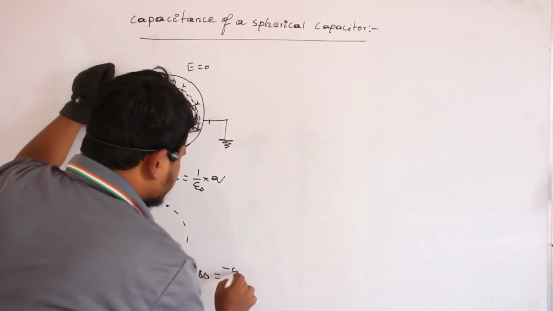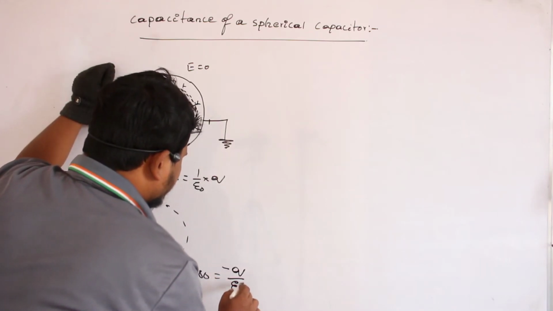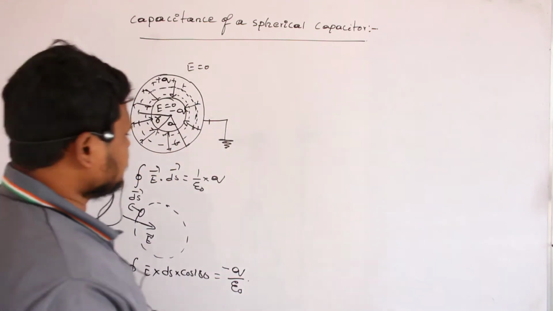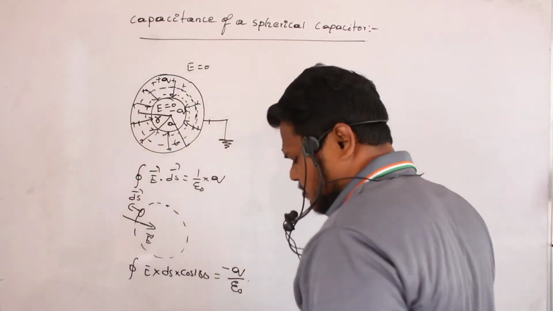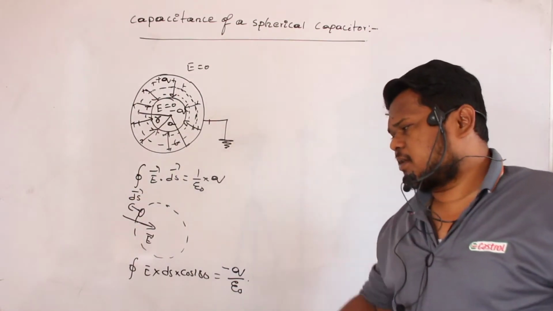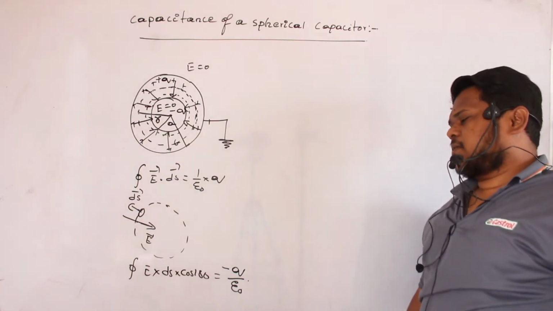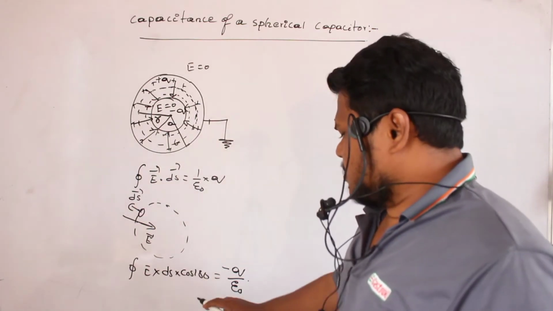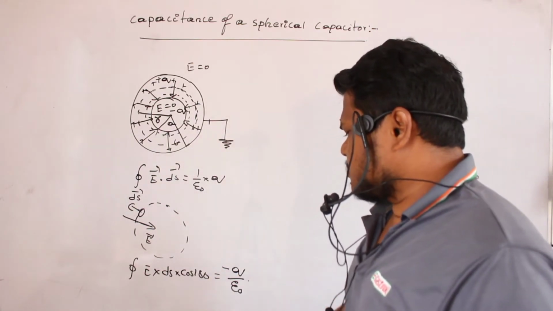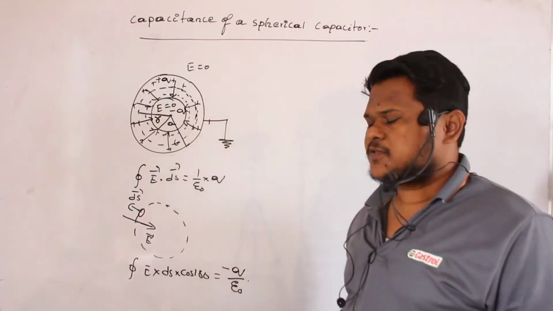Negative charge is enclosed, so minus q divided by E naught. The Gaussian surface is enclosing negative charge only, so we are writing minus q divided by E naught. Therefore cos 180 value is also minus 1. Here also I have minus, so minus minus gets cancelled.